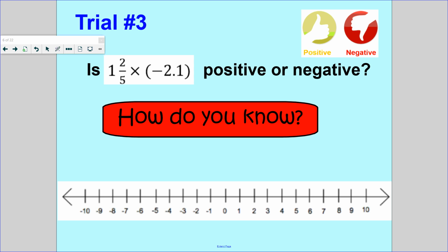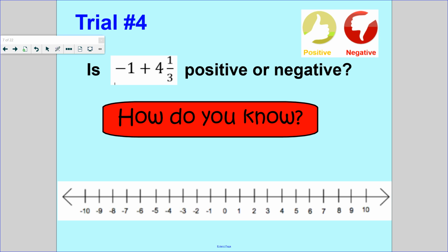What's 1 2/5 times negative 2 1/10? Well, it's going to be negative again, because a negative times a positive is negative. Opposite of a positive is negative. And you have negative 1, and you add 4 1/3 to it. You have more negatives and more positives. More positive, so it's positive.